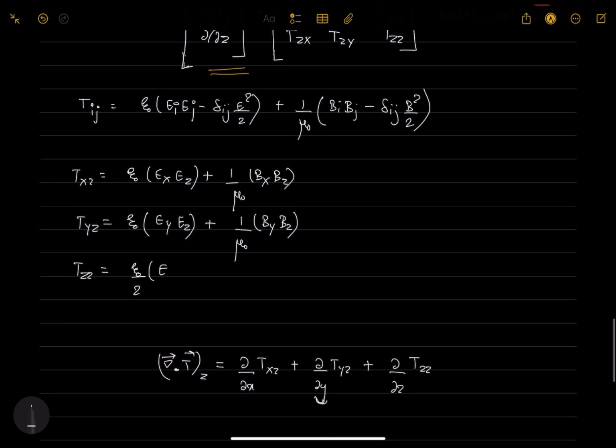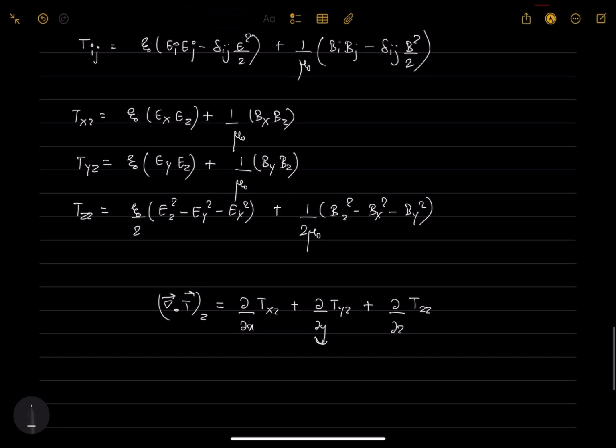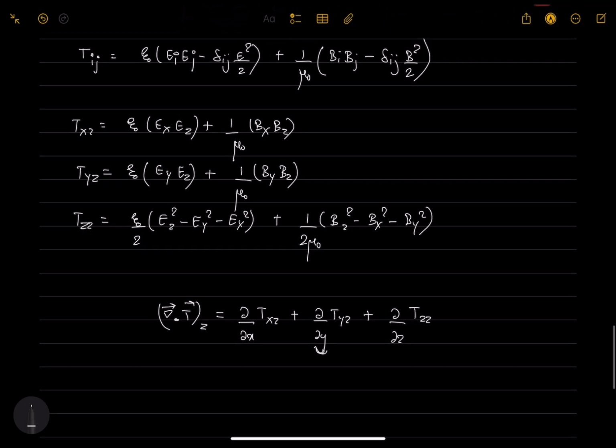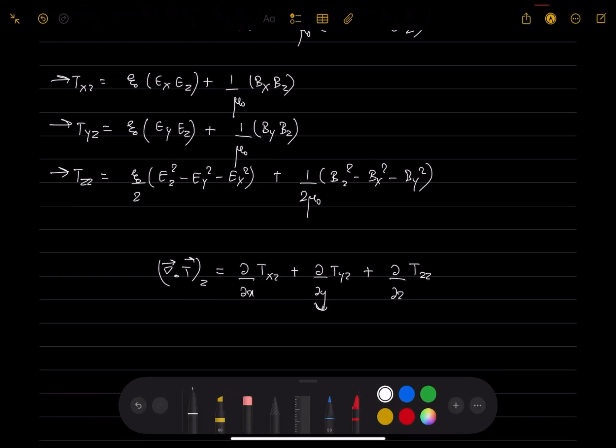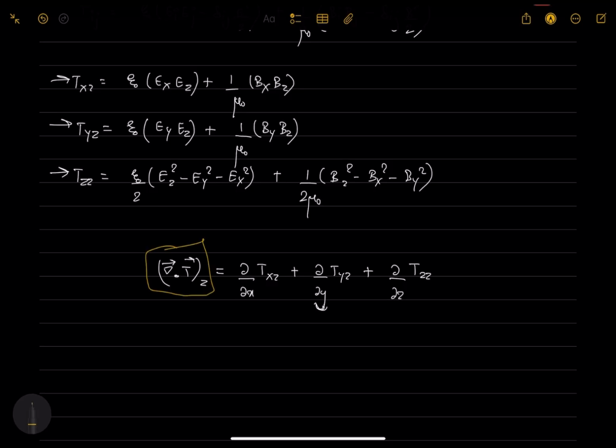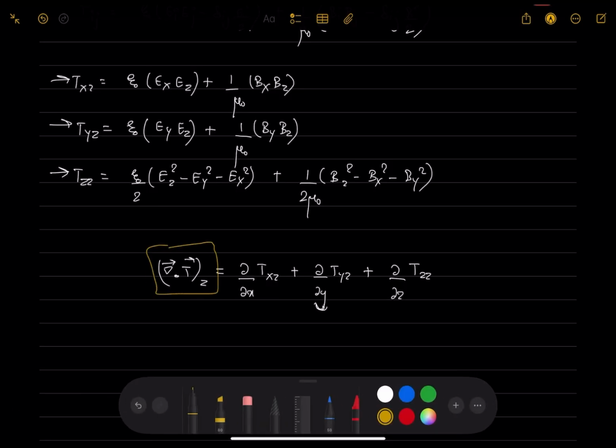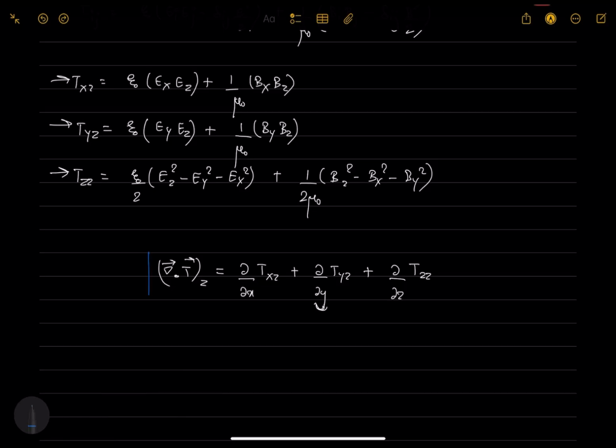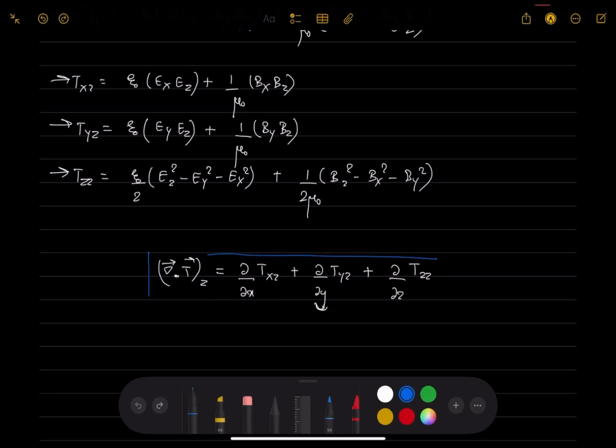This one has a factor of 1/2 (Ez² − Ey² − Ex²) plus 1/2 μ₀ (Bz² − Bx² − By²), right? So these are our terms for Tx, Ty, and Tz, and we're now going to take the partial derivatives in order to evaluate the z-th component, one of the components of the stress tensor. When we evaluate this, I think the story is going to be pretty clear as to what direction I'm going to lead this discussion next.